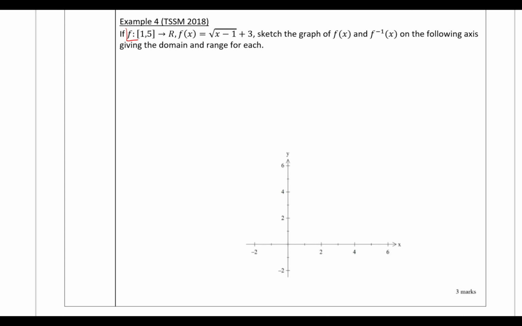We're being told that we have a function f. Now, f has got a domain, which is 1 to 5. And it is also a square root function that's going to look something like that. We're asked to sketch the graph, so that's what my question's telling me to do. Sketch the graph of f of x and the inverse of x. And it also says that I need to do it on the following axes, so they have to be both on the same axes. It's after me giving the domain and range for each.